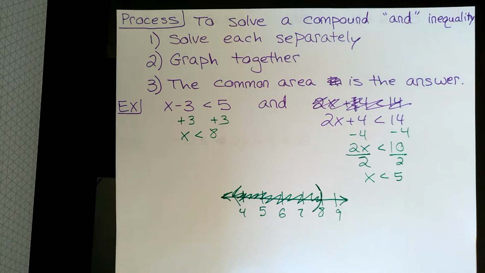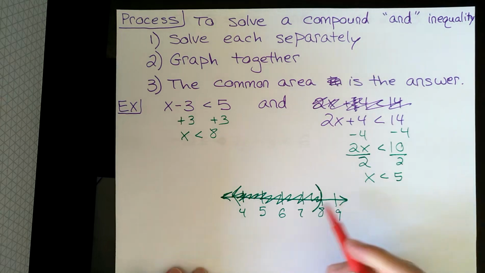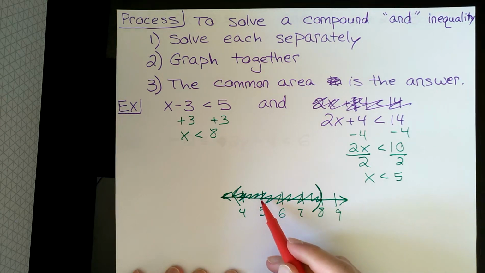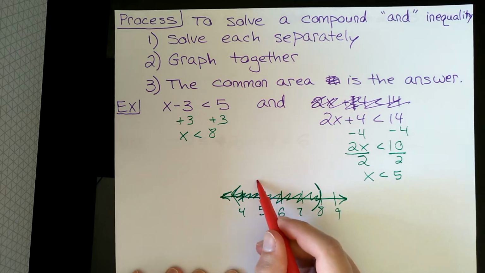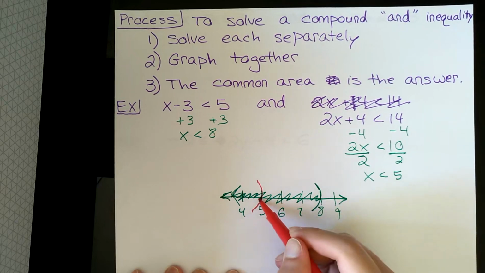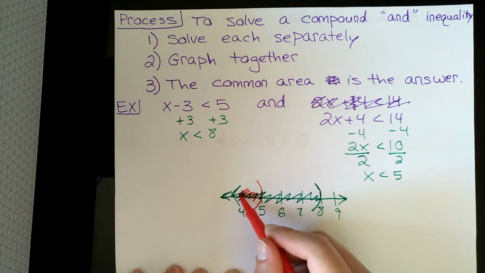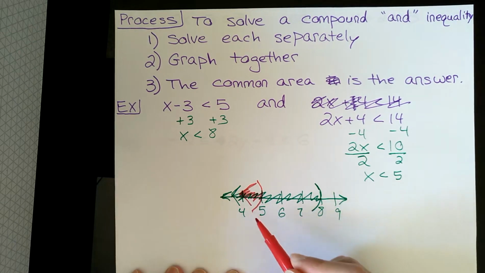Now we have x is less than 5. So we go to x equals 5. Because it's less than it, again, the parenthesis opens to the left. We shade again, and we put another arrow pointing left.